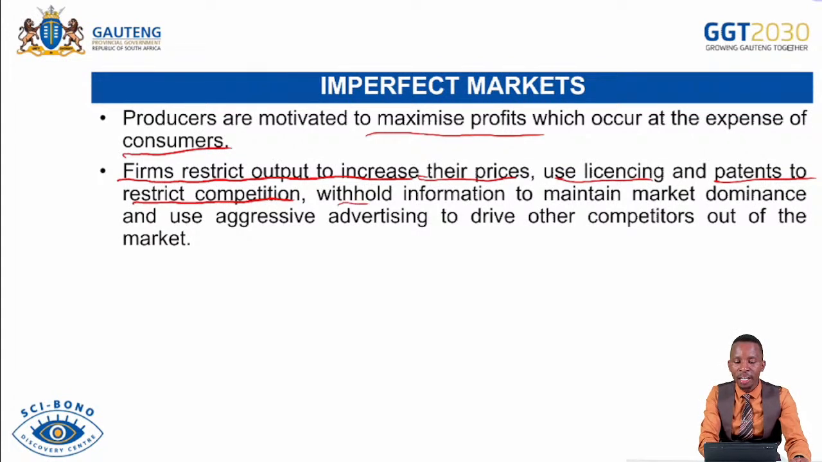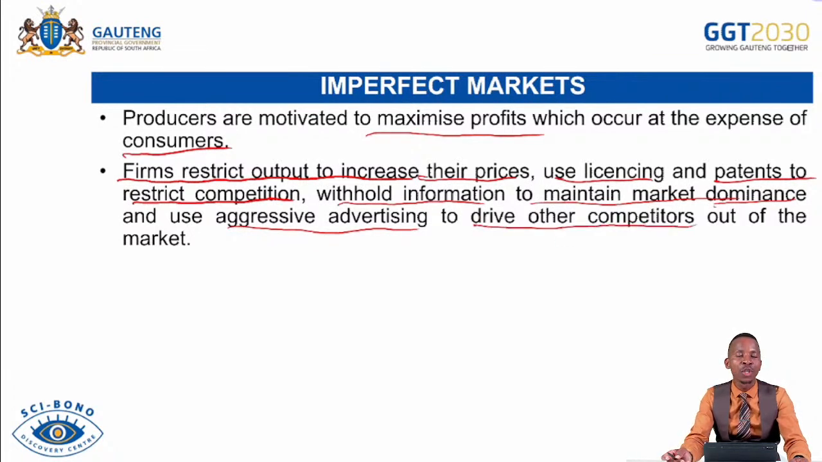They withhold information to maintain market dominance. Some of them do not disclose their information, especially firms under imperfect markets. They withhold their information to ensure that they keep on dominating the market, and use aggressive advertising to drive other competitors out of the market. So they use advertising that is very aggressive to ensure that competitors do not stand a chance to enter the market and compete with them.